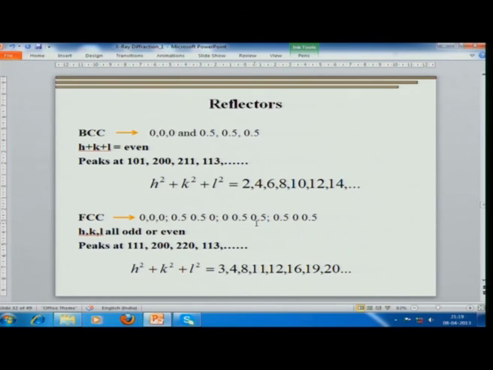and we do get diffraction for 110, 200 and 211 peaks. However, when we go to FCC, which has 4 atoms per unit cell at 0, 0, 0; 0.5, 0.5, 0; 0, 0.5, 0.5; and 0.5, 0, 0.5, we get diffraction only if h, k, l are all odd or all even, and therefore we get diffraction at peaks of 111, 200, 220 and 311. Therefore, the condition for diffraction can be summarized as h square plus k square plus l square being 3, 4, 8, 11 and so on.